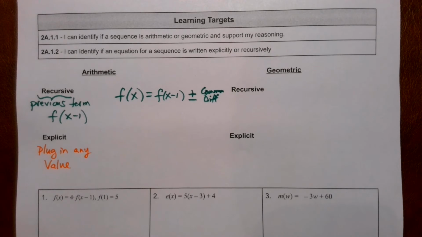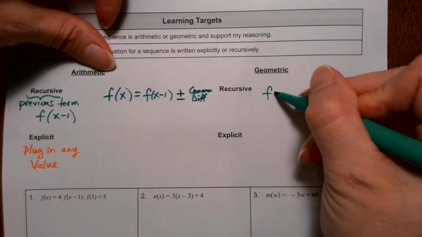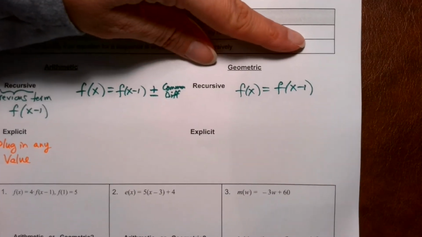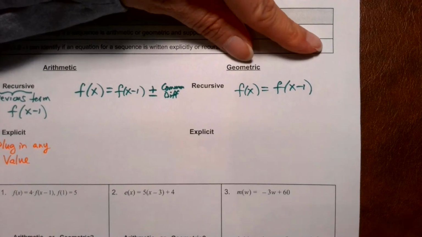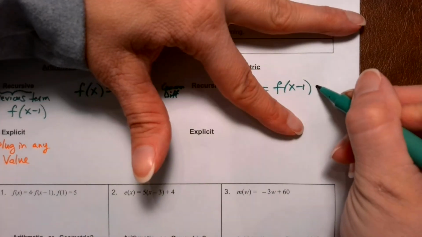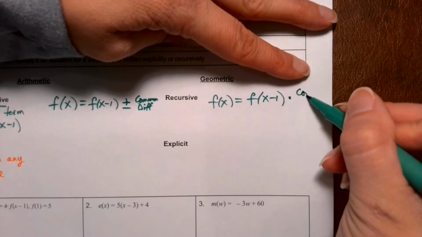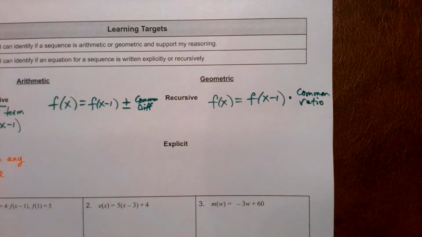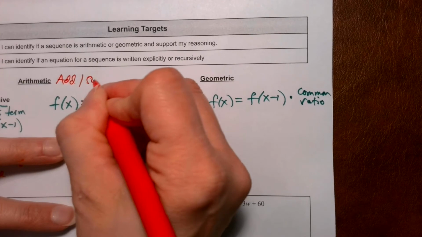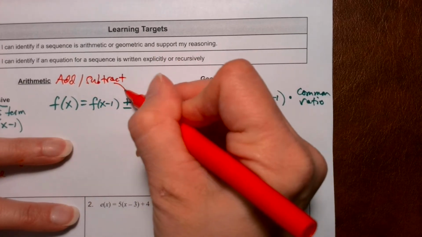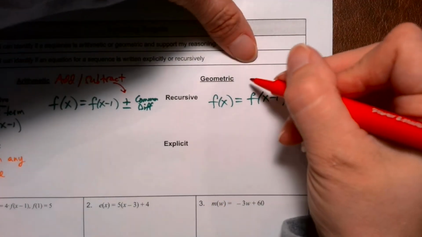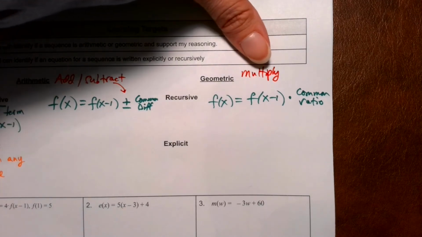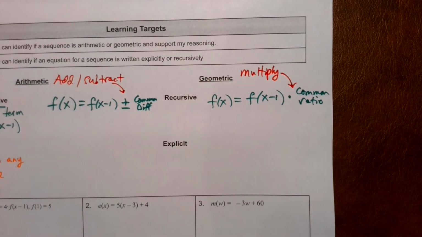What would a geometric recursive look like? Okay, so this function says take the previous term, but then you're either going to multiply or divide, which is actually multiply by a fraction. So then you're going to multiply by the common ratio. Okay. So when you're arithmetic, remember, that means add or subtract. And you're going to see that in the pattern right there with a plus or minus. Geometric means multiply. It also means divide, but then we're going to multiply by a fraction. So you're going to see a multiply symbol right there.